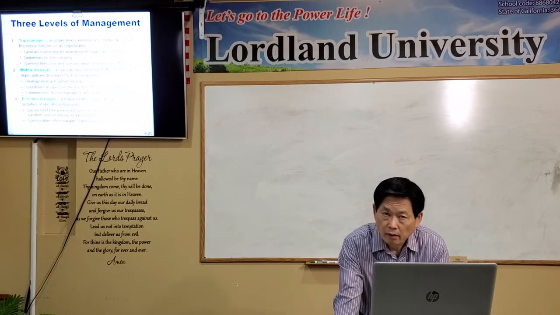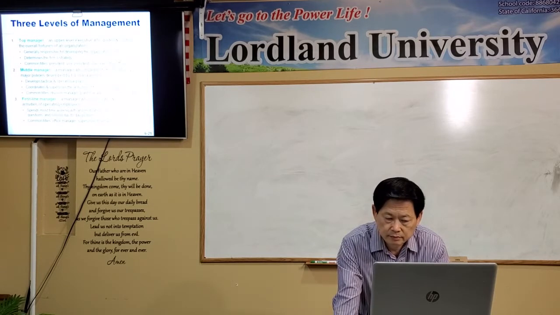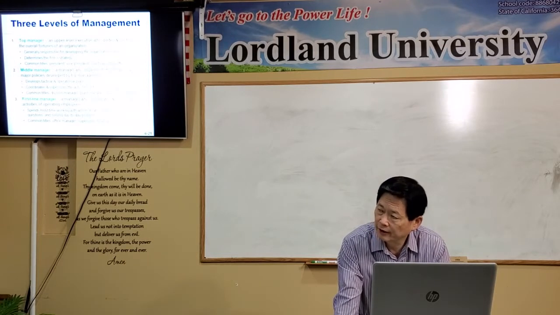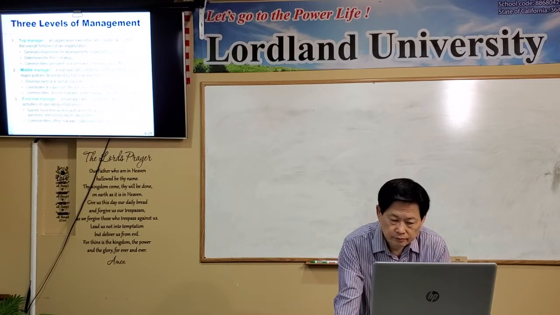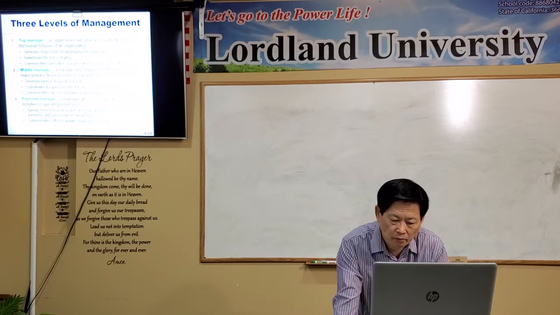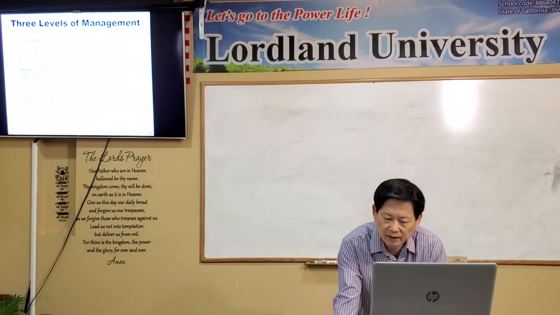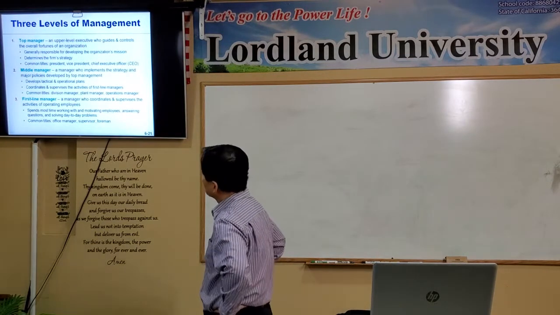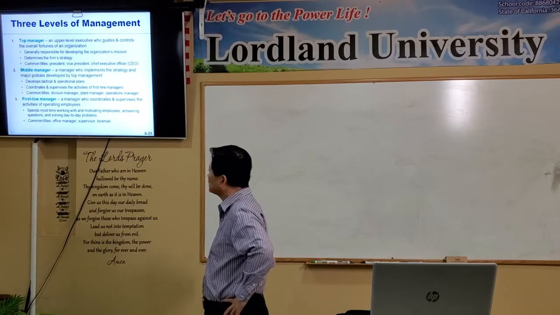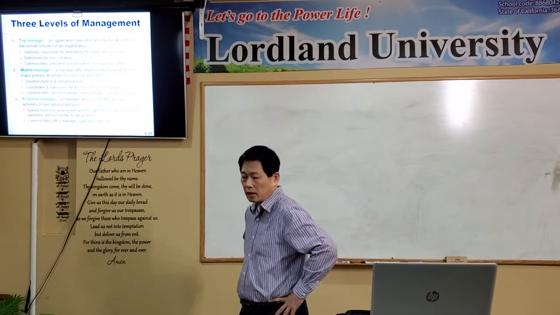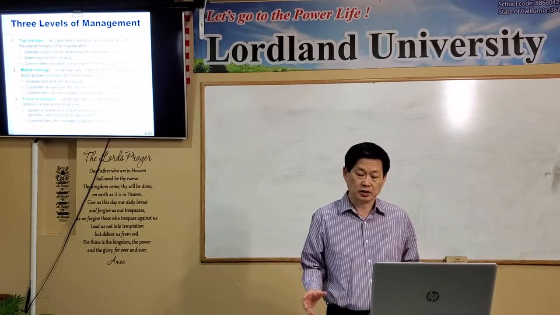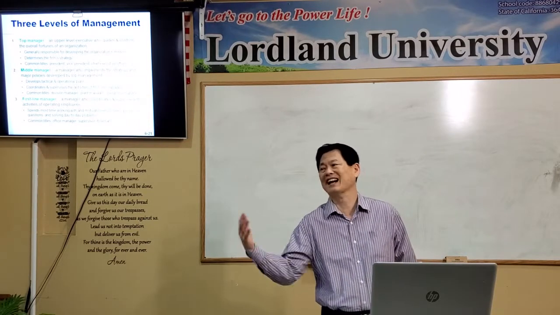First line management coordinate and supervise the activities of operating employees. First line managers spend most time working with and motivating the employees, answering the questions from the clients, answering the questions of the students, and solving day-to-day problems. Common titles of first line management are office managers, supervisors, foreman of the production department.